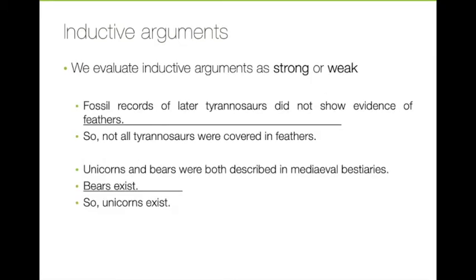A good deductive argument was one that was valid, and invalid arguments were our bad deductive arguments. For inductive arguments, our standard for evaluation is strength. Inductive arguments offer either strong or weak support for their conclusions. So contrast the following two inductive arguments. Fossil records of later tyrannosaurs did not show evidence of feathers, so not all tyrannosaurs were covered in feathers. Unicorns and bears were both described in medieval bestiaries. Bears exist, so unicorns exist. Without offering much explanation, I think it's pretty easy to see that the first of these arguments is one where the premise offers stronger support for its conclusion than in the second argument.